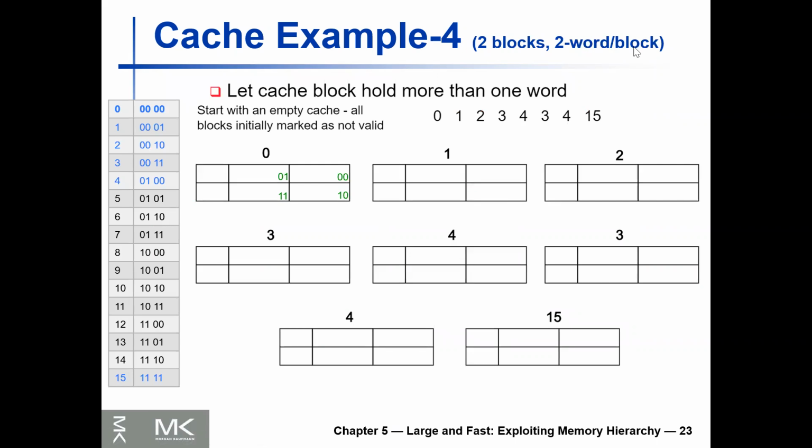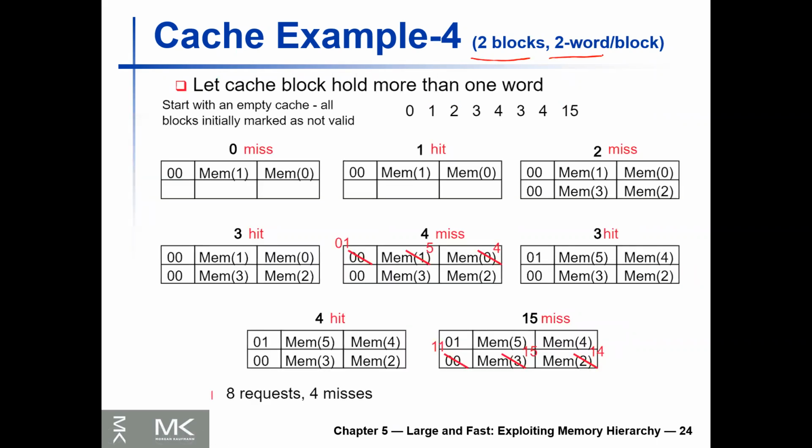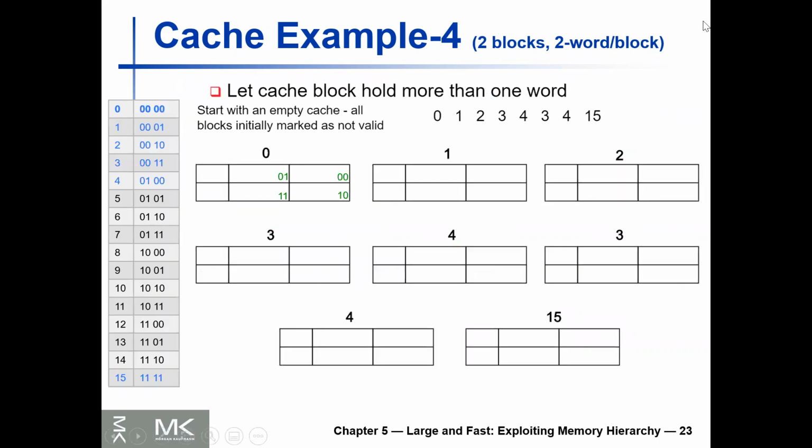If you just check the heading, you can see 2 blocks this time, with 2 words per block. By the way, it is the same question which we discussed earlier. Which one? The very first question, 0, 1, 2, 3, 4, 5. But that time we had 4 blocks. This time we have only 2 blocks.